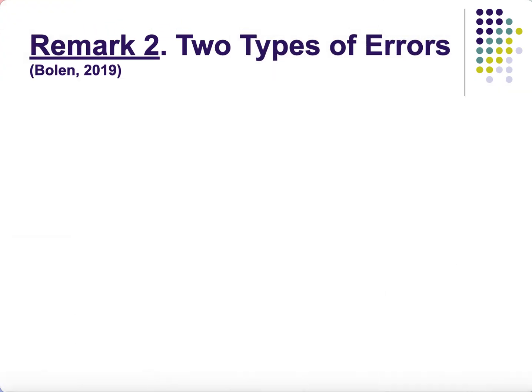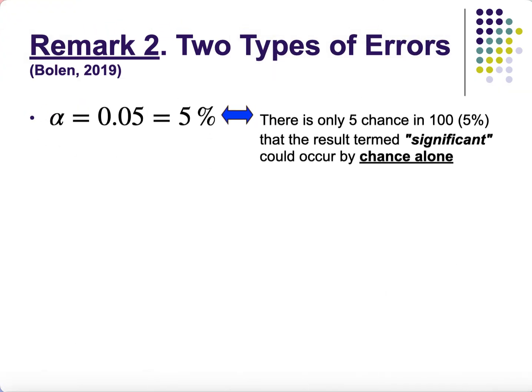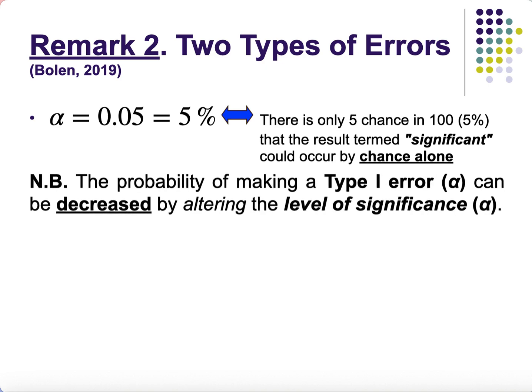So with that, your alpha is 5%, saying that there's 5 chance in 100 that the result termed significant could occur by chance. So it's very, very small. Okay, in some aspects it's not that small, but it's acceptable. Take note, the probability of making a type 1 error, alpha, can be decreased by altering the level of significance.